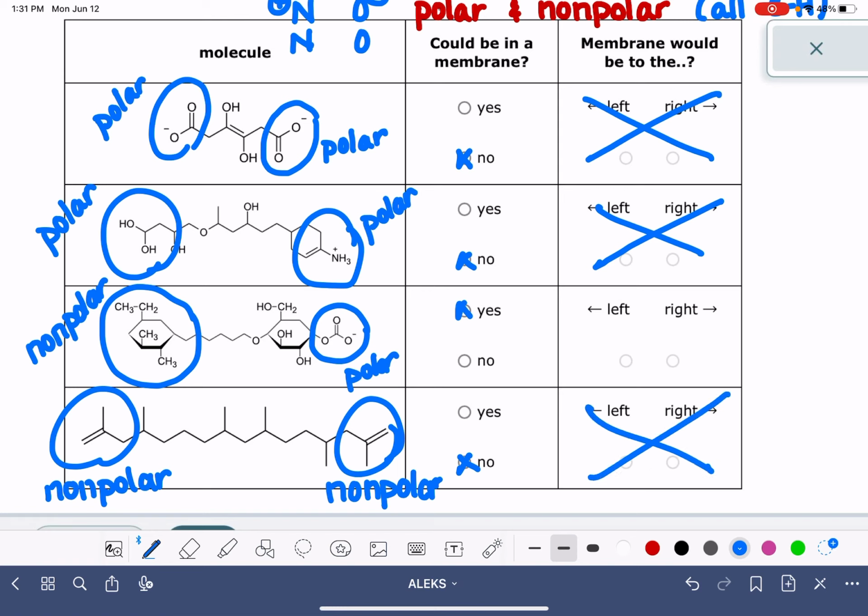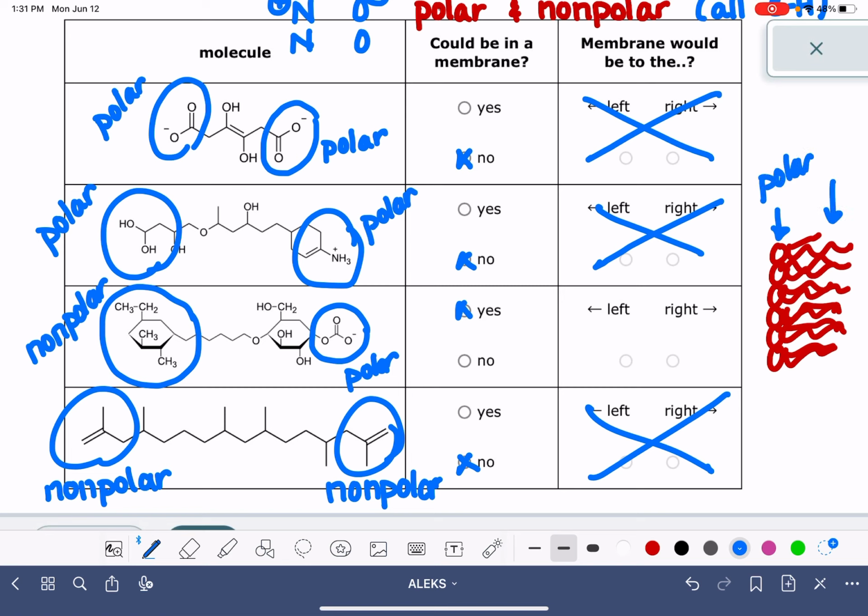Now, once we have decided if a molecule can be in the cell membrane, we have to ask ourselves, which direction would the membrane actually be? So I'm going to draw a little picture of a cell membrane over here. In the cell membrane, we're going to have a whole bunch of little heads with the tails coming off of each one of them. Each one of them actually has 2 tails, even though I've really only drawn one. And the heads are all polar, and the tails are all nonpolar. I'm going to abbreviate that NP.